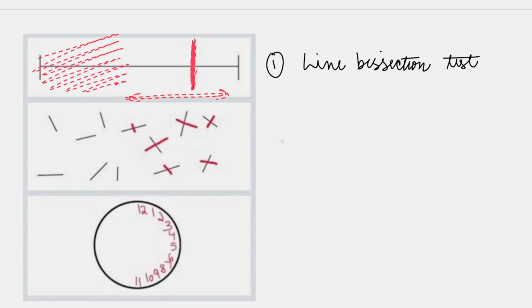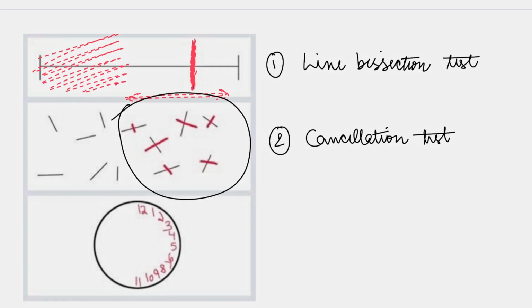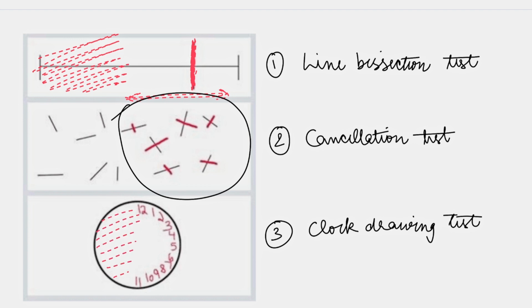Then second is the cancellation test, where you give multiple lines and tell the person to cancel each of the lines. And again, he has done only half the lines, that too on one side. Then the most famous is the clock drawing test, where the patient draws numbers only on one half. Here, on this side, there are no numbers. So these are a few tests which you should know.